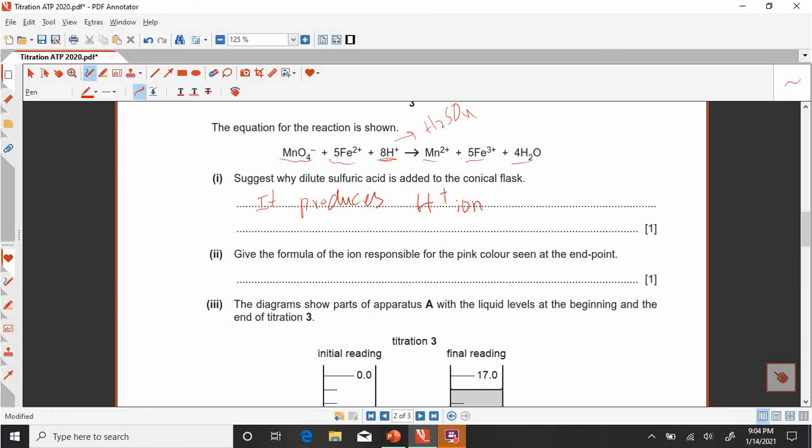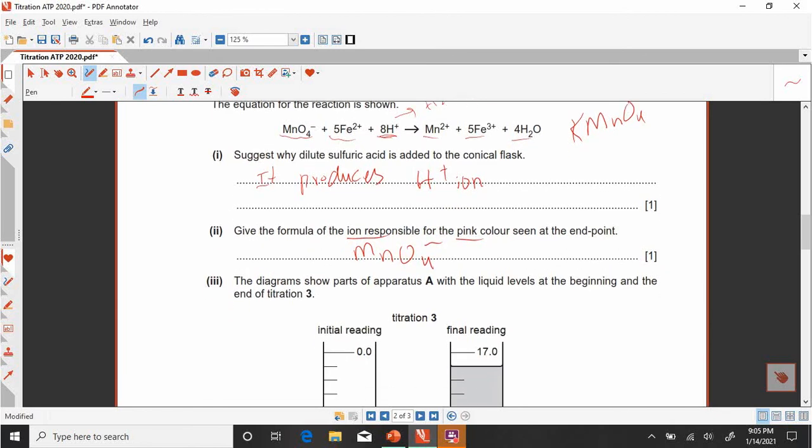Now the second part is: give the formula of the ion responsible for the pink color. As I have told you, the pink color is because of the oxidizing agent, that is KMnO4. So what is the ion? For the pink color, an anion is responsible, and that is MnO4 minus. This is the negative ion, the anion which is responsible.